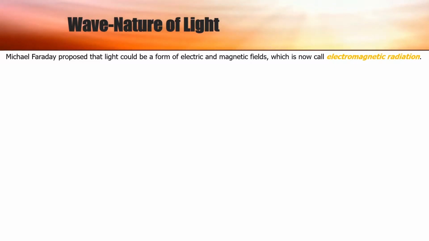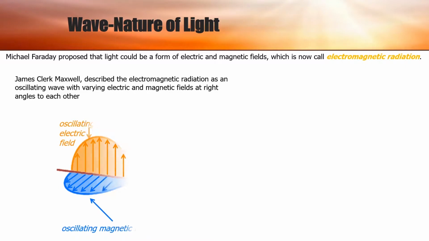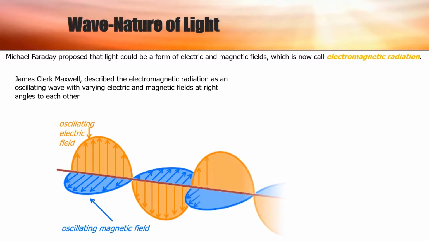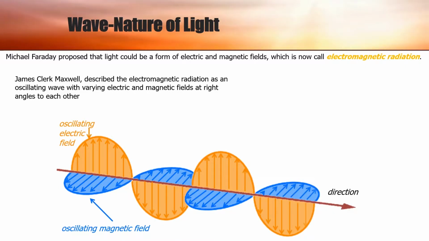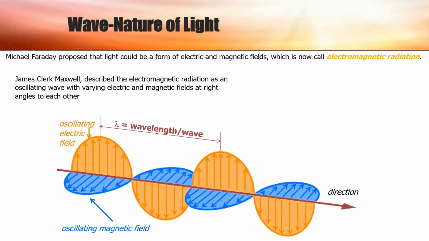In 1873, the great James Clerk Maxwell formulated a mathematical description of light, picturing the electromagnetic radiation as an oscillating wave with varying electric and magnetic fields at right angles to each other. And like all waves, we can describe the light waves as having a characteristic wavelength by measuring the distance between the peaks in the wave. The units of a wavelength would be length, meters in SI units, per one single wave cycle of light.